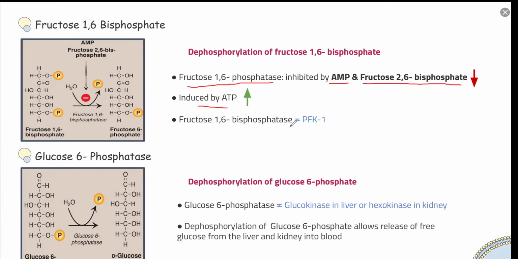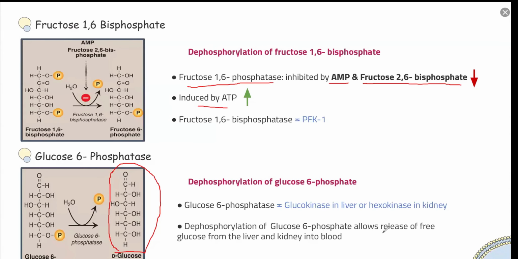And of course, fructose 1,6-bisphosphatase is the enzyme that replaces phosphofructokinase 1. Another enzyme is glucose 6-phosphatase, which dephosphorylates glucose 6-phosphate. It removes the last phosphate group and finally generates glucose in gluconeogenesis. It allows the release of free glucose from the liver and kidney into the blood for the maintenance of blood glucose level, and for transport to other tissues like the brain for energy generation.